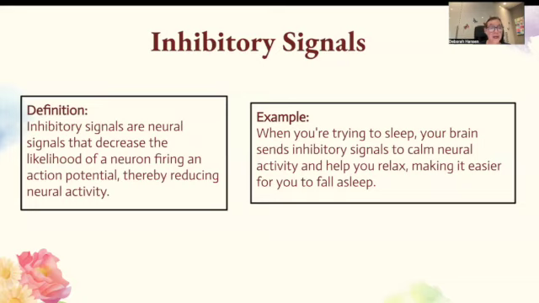Inhibitory signals. Inhibitory signals are neural signals that decrease the likelihood of a neuron firing an action potential, thereby reducing neural activity. So for example, when you're trying to sleep, your brain sends inhibitory signals to calm neural activity and help you relax, making it easier for you to fall asleep.